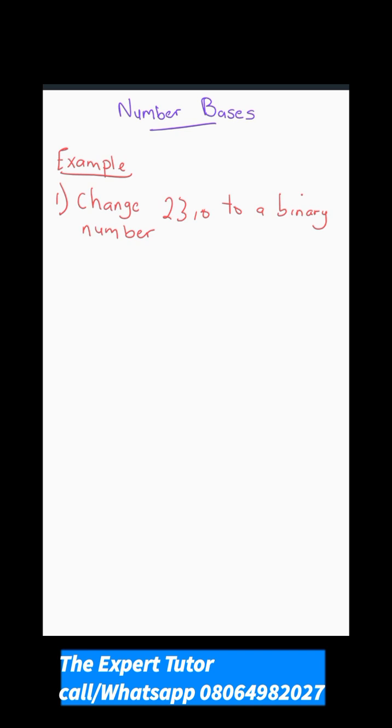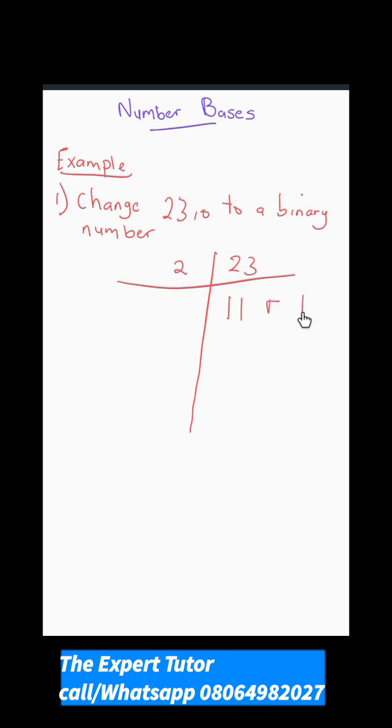All right guys, look at this other example. Change 23 base 10 to a binary number. We are going to do this again. This is 23. Remember it's base 2, so we're going to use 2. 2 into 23, how many times? That will give me 11 times, because 11 times 2 gives me 22. So the remainder is going to be 1.